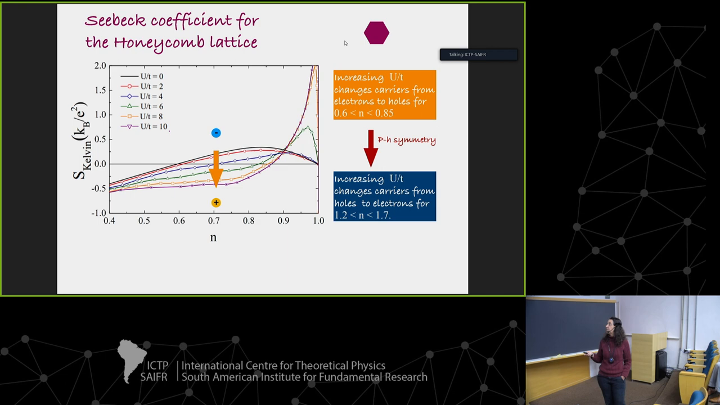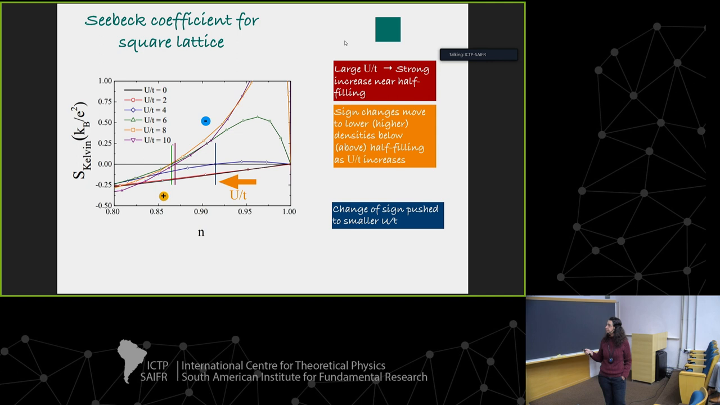holes to electrons. And here is what happens for the square lattice. We move away from half filling, which is the other way around from what we saw on the triangular and honeycomb lattices. As we increase correlations, we move to lower densities, away from half filling. Also here, we don't see the top because I wanted to highlight this part, but we have a very large Seebeck coefficient very close to half filling.